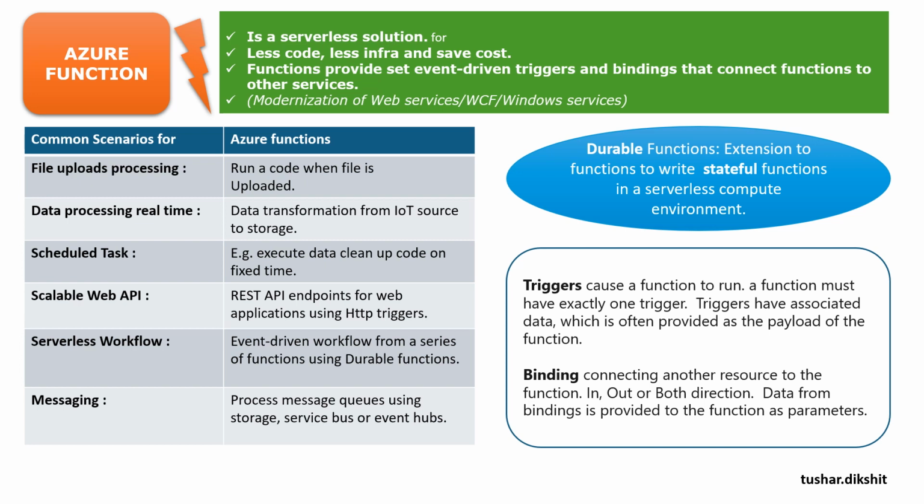And binding is, if you have multiple Azure Functions, nothing but connecting your Azure Function with other resources, such as maybe a front-end API, calling a web API service or web API endpoint. So that could be a binding. Binding could be in a direction like inward, outward, or both directions. Data from bindings is provided to the function as a parameter.